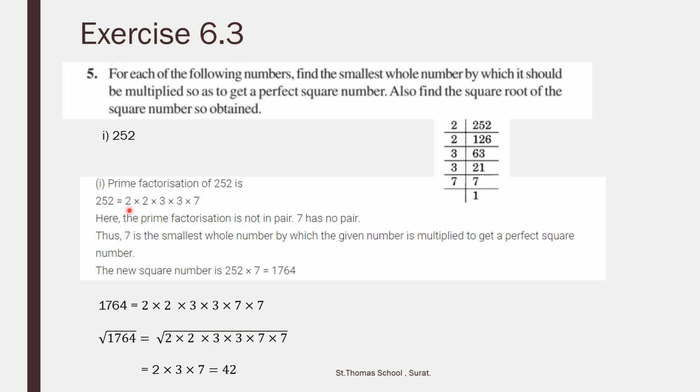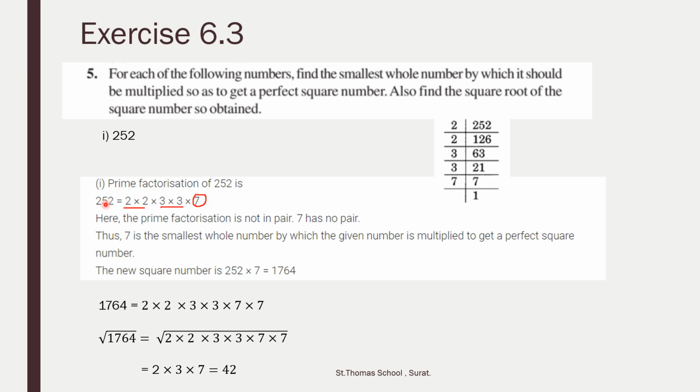So here you have to make pairs. Here 2 appears 2 times and 3 also 2 times. But you can see here 7 is only 1 time. The prime factorization of 252 is not in pairs. That means 7 has no pair. Thus 7 is the smallest whole number by which the given number is multiplied to get a perfect square number. You have to multiply by one more 7.